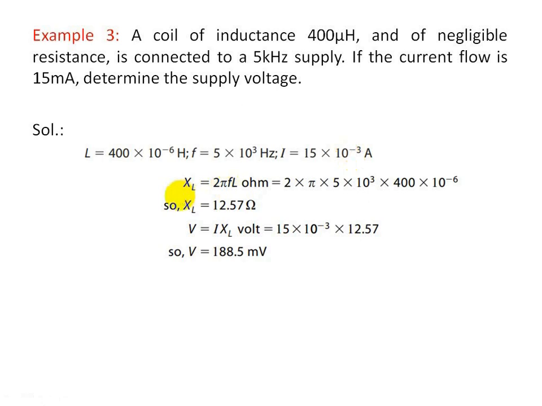Since the inductor is directly connected across the supply, the voltage across the inductance is nothing but the supply voltage. So the voltage across the inductance is I into XL. First find XL, which is 2 pi FL. Substitute all the values and we get XL as 12.57 ohms. Now V is nothing but I into XL, so the product gives us 188.5 millivolt.